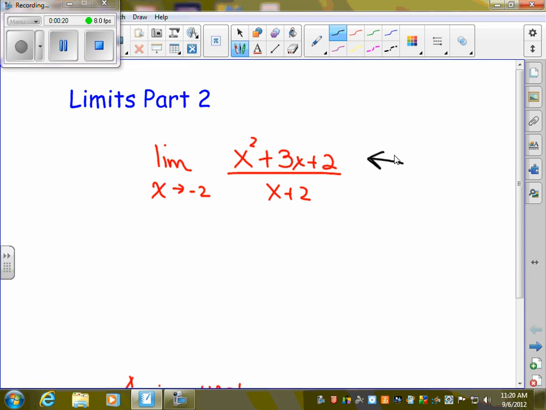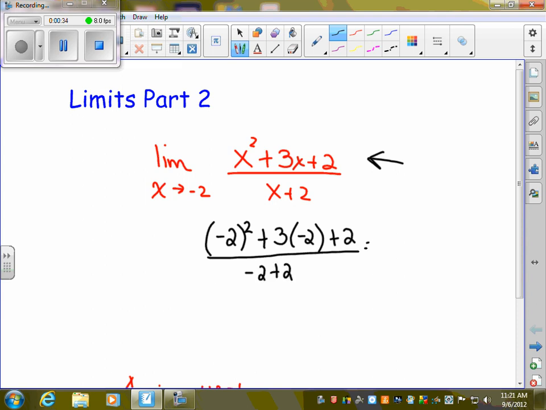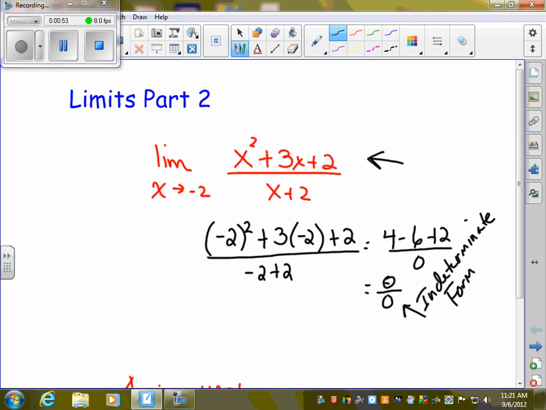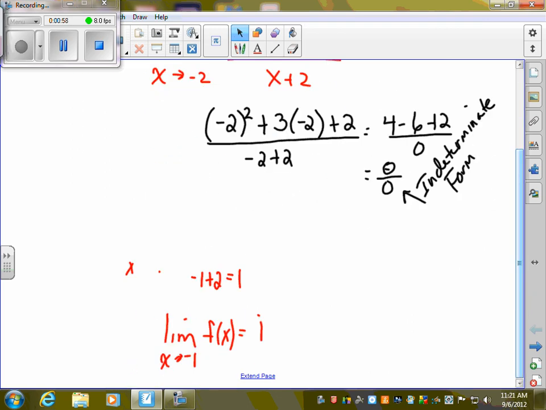So anytime you're evaluating a limit, the first thing you want to do is just substitute in your number, and hope you get an answer. So I put in -2, and I'm going to get -2 squared plus 3 times -2 plus 2 over -2 plus 2. But that's going to be 4 minus 6 plus 2 over 0, which gives me 0 over 0. And that, we talked about yesterday, is that indeterminate form, which just means that you can't find the limit in this form. You're going to have to do some algebra to get it to something you can find the limit of.